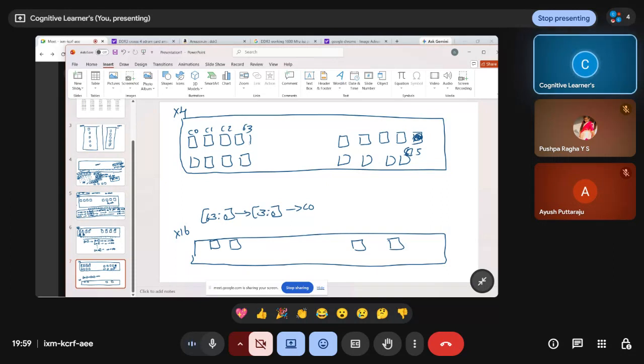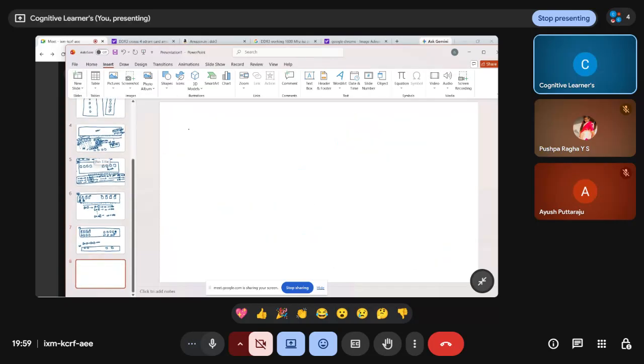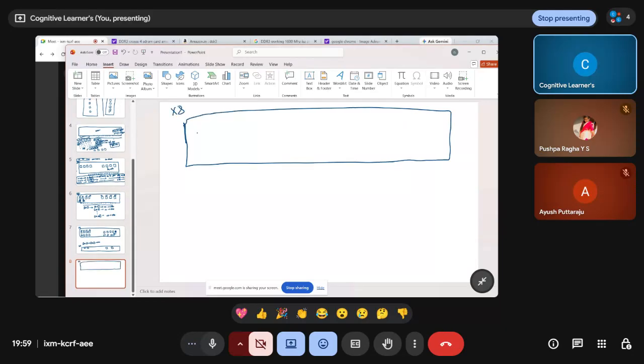Next, I will show, taking either cross 4, cross 16 or cross 8, how data will be stored using the clock cycle. For better understanding, we take cross 8. In cross 8, 8 chips are present, right?